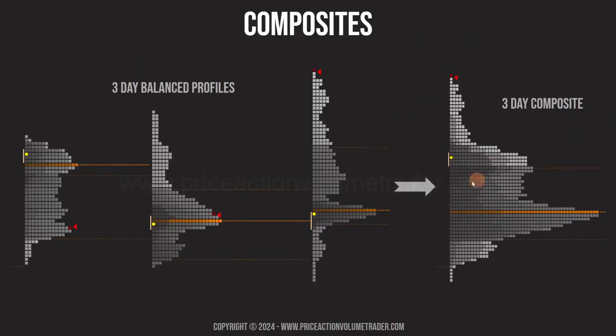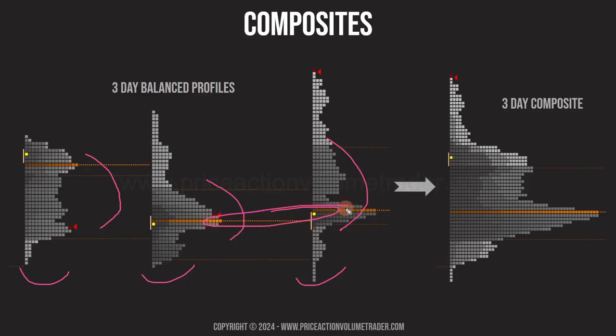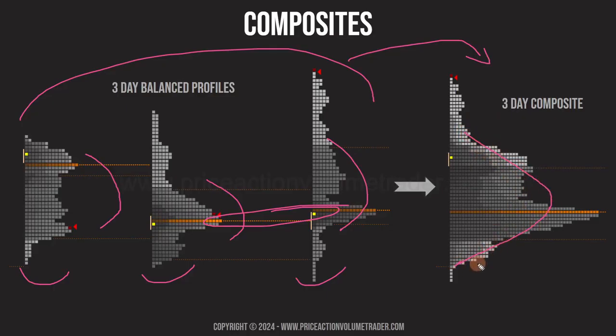If we have here, so this is an example of how we would take a 3-day balance profile. If we have these 3 trading days, you can see how the value areas are all overlapping. We have 2 points of control that are almost the same over here. So we would join these 3 days and come up with this 3-day composite, and you can see we have a big fat value area in here from these 3 joined composites.